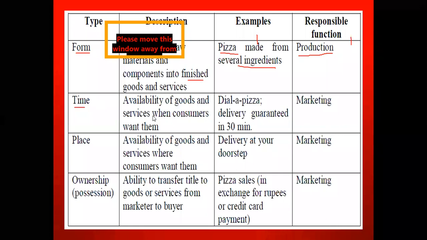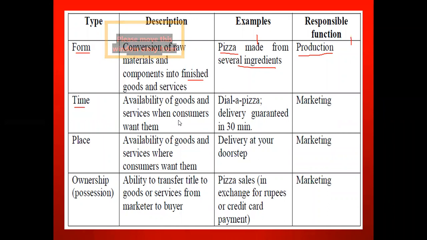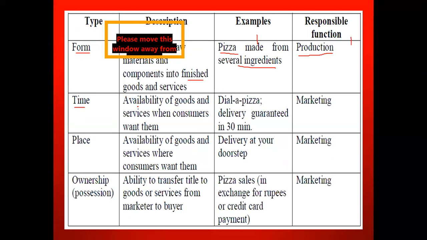Availability of goods and services when customers want them. So whenever customers require the items, availability means the time. If you go to any shop and ask for the item you were given last week, and the people say the stock is out, come back after 3 days and we'll provide it, then what you are doing is waiting. That means time, you are waiting for that period.